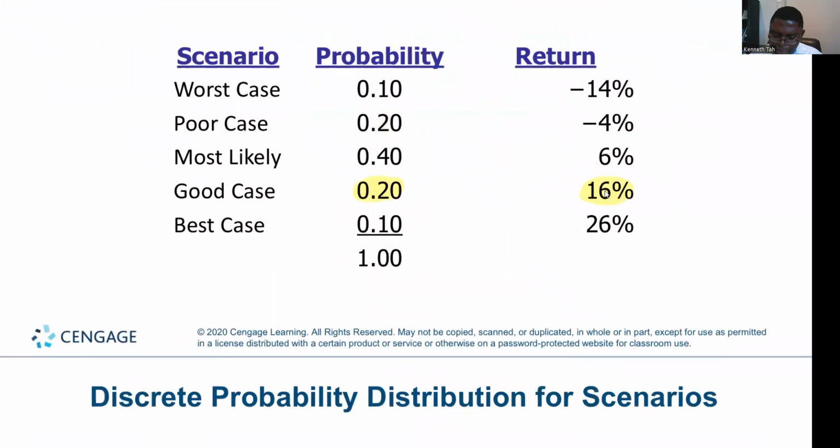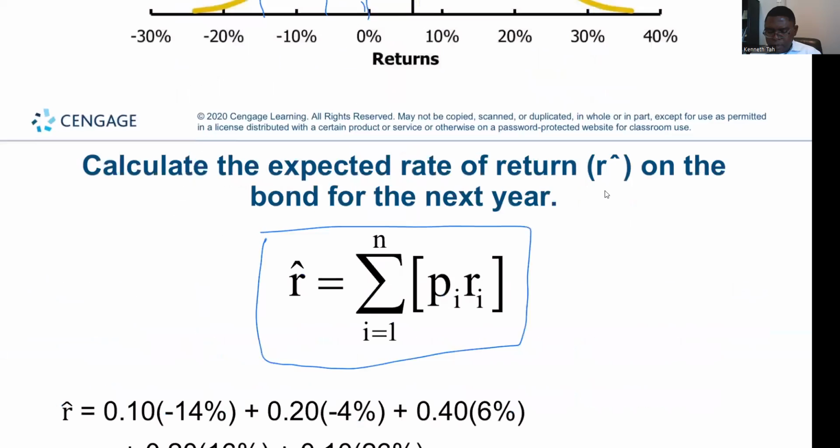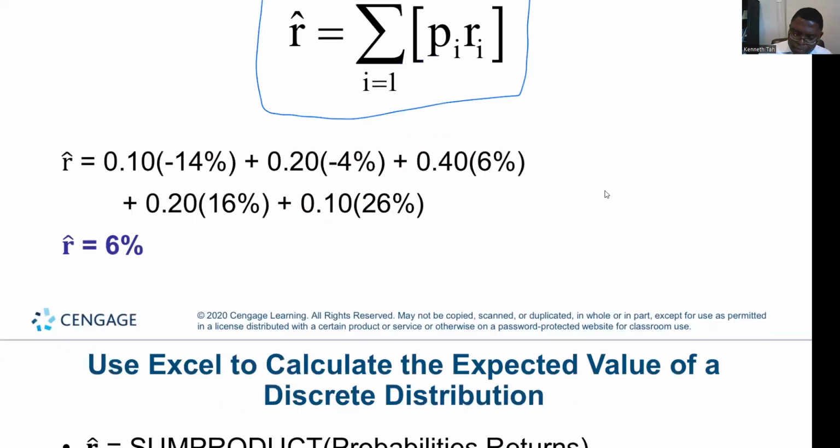So if we come here, what we are saying is that we basically take 0.1 times -14 plus 0.2 times -4 plus 0.4 times 6%, and so forth. When we do that, we end up with an expected return of 6%. So it is probability times return, plus probability times return, and so on, according to the formula. That will give us the expected return.